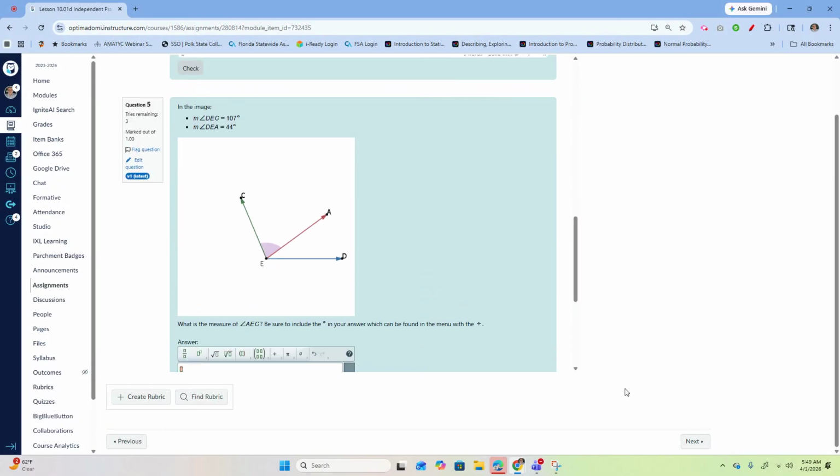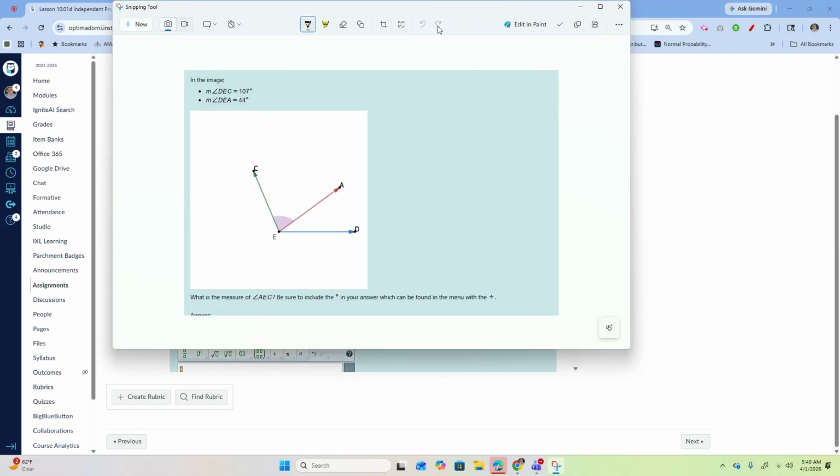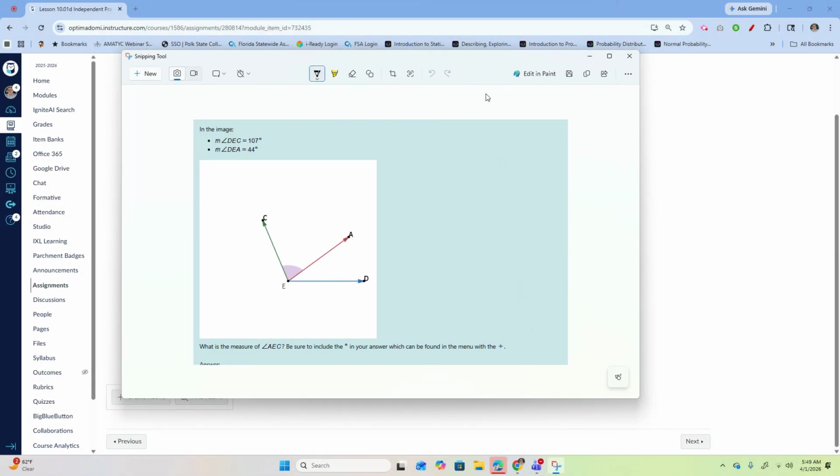Same idea here. So let me take a screenshot so I can show it to you. I can write over the picture so you can start getting the idea of what we're doing here. They tell you that the angle DEC, now that one I'm gonna put in red. I'm gonna draw an arc.